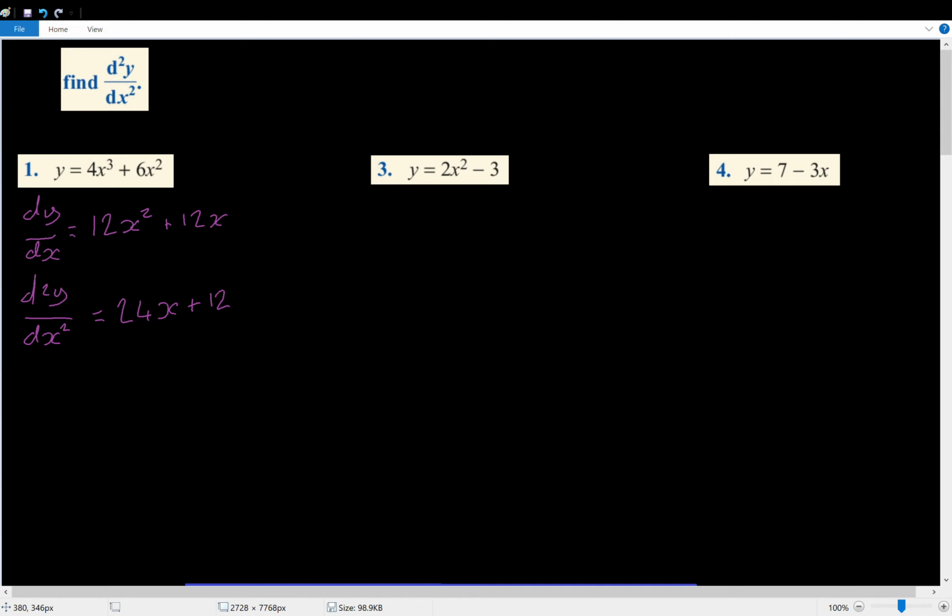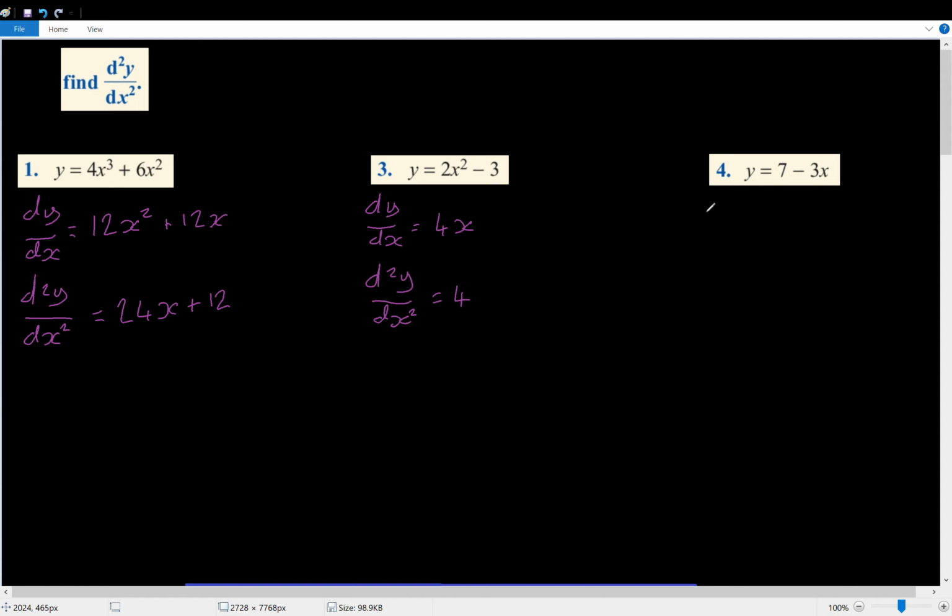Let's look at another example of that with question 3. So we're going to do the same process again. We find our first derivative, our dy dx. So 2 times 2 is 4. And then we reduce our power down to the power of 1. And with our constant here, minus 3, there is no derivative of a constant. So our derivative for this function so far is just 4x. And then to get our second derivative, it's going to be 1 times 4, which is 4, and then we reduce our power down, but it's going to be x to the power of 0, which is just equal to 1. So 4 is our second derivative of this function.